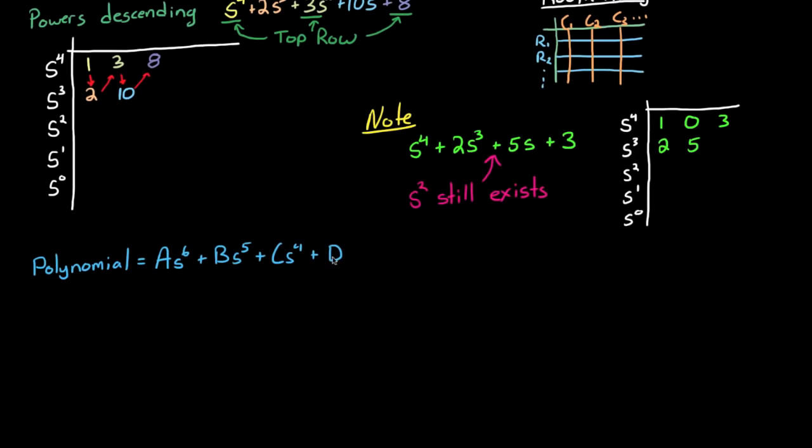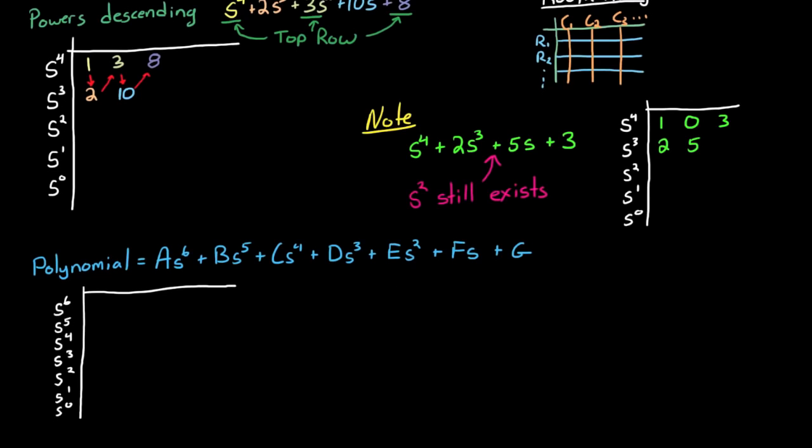Let's say you're given a 6th order polynomial where each power of s has a different coefficient, a through g. You can set up your table from s to the 6th and go all the way down to s to the 0. And if your polynomial is written in descending powers of s, you can write the coefficients in the up-down pattern that we discussed up above.